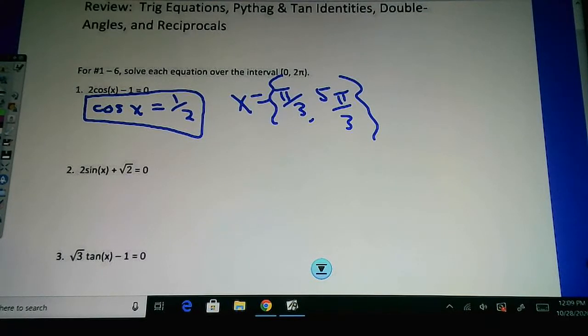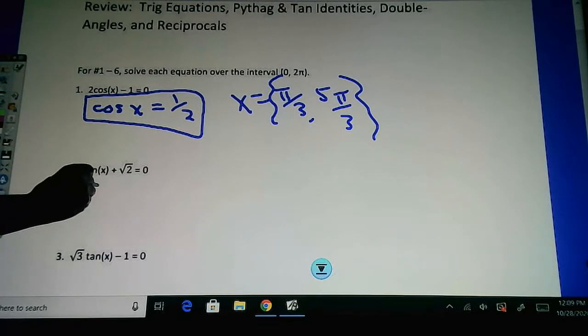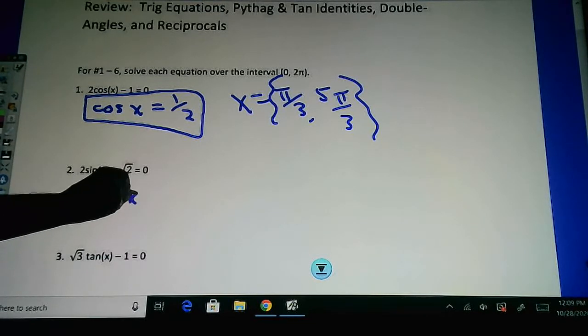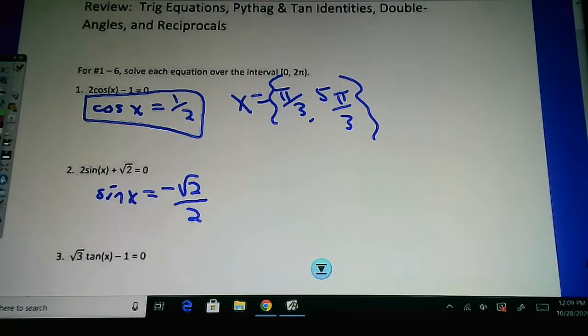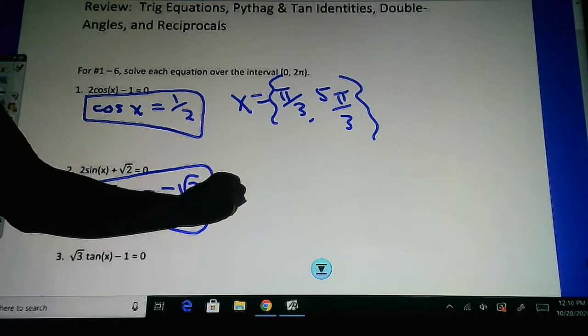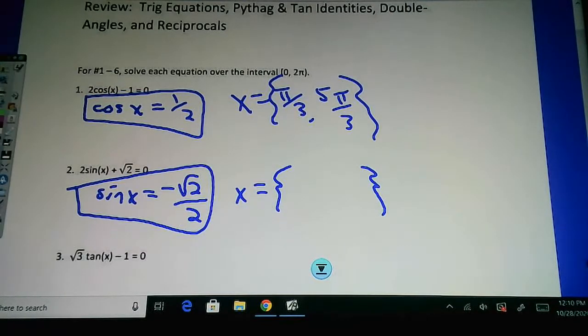All right, next one. 2 sine x plus square root of 2 equals 0. You're going to subtract square root of 2 from both sides, then divide by 2. So after you do your little Texas 2 step, you get this. Let's box that in. We're going to look on our circle to find out the angles. Remember, x is the angle where you get that ratio.